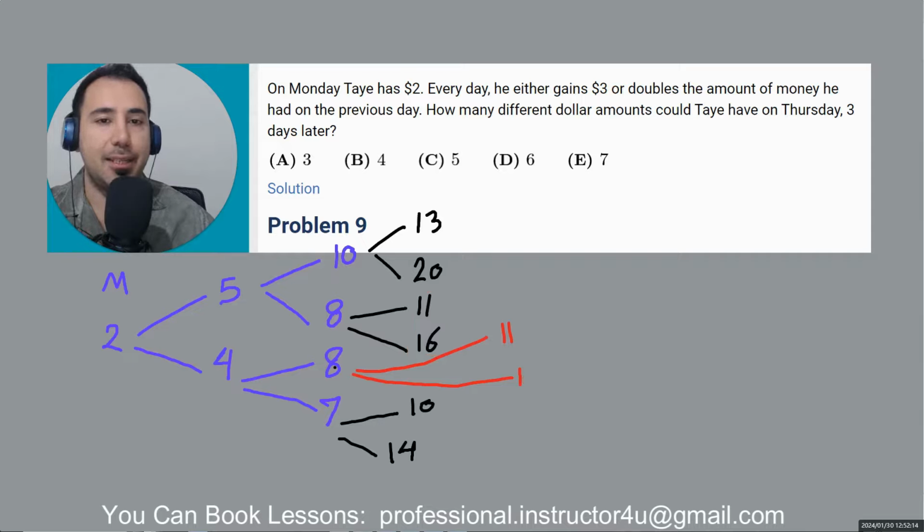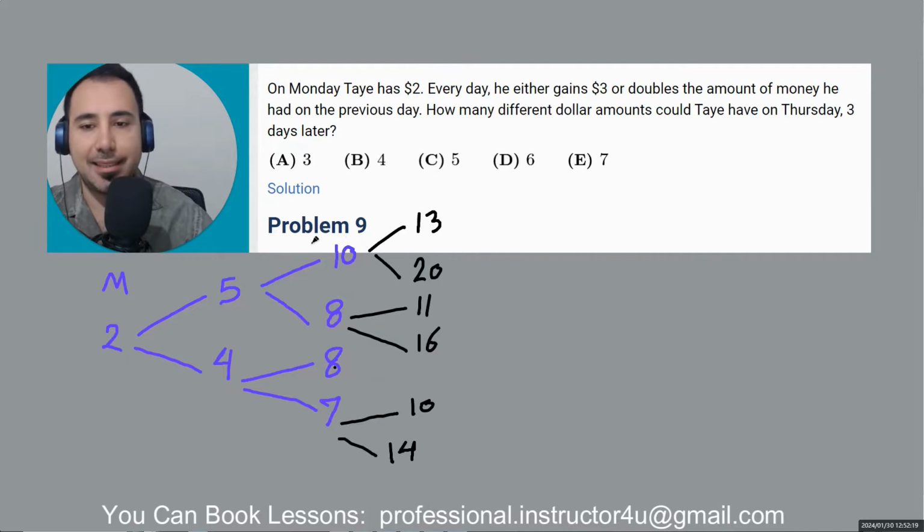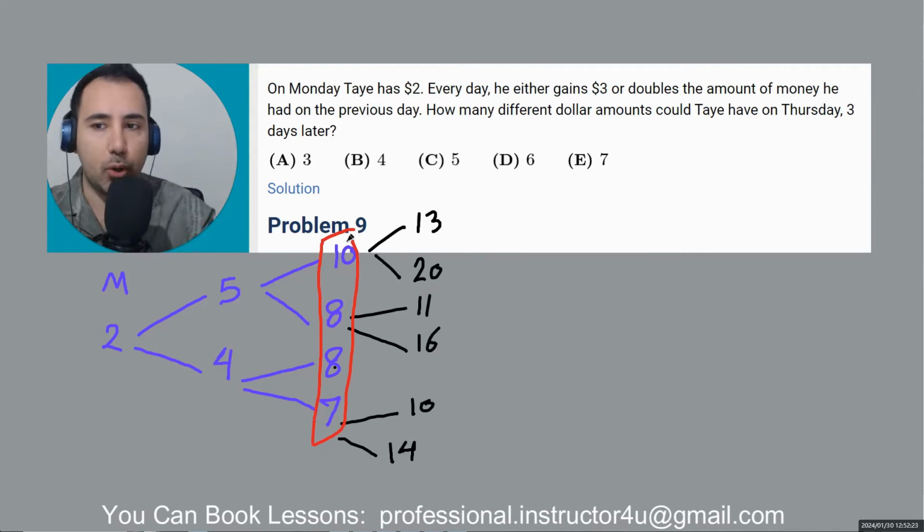So how many dollar amounts could they have on Thursday? At this stage, the answer was clear: 3 unique numbers multiplied by 2 gives you 6 ways. So this could save a lot of time.